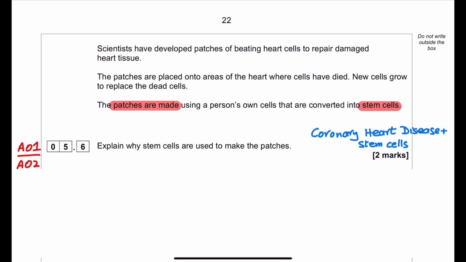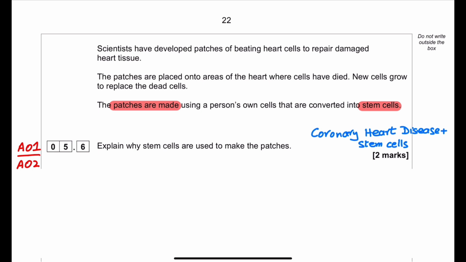5.6 Explain why stem cells are used to make the patches. It is a combination of AO1, AO2 question, and this question is from coronary heart diseases and stem cells. Now the question comes here, why the stem cells are used. Stem cells are actually undifferentiated or unspecialized cells, so they can develop into any kind of cell. They can develop into the muscles, they can develop into the heart cells, therefore the stem cells are used.